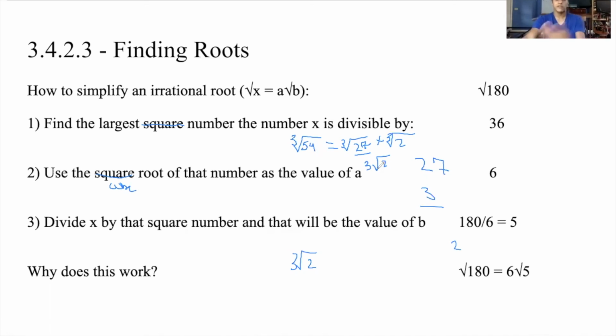And if you're finding the fourth root, you'd have to find the largest, I don't actually know the name, largest number to the power of 4 that your original number is divisible by. If you're finding the fifth root, then you have to find the largest number to the power of 5 that your original number is divisible by, and so on. But if you're just talking about the square root, you find the largest square number that x is divisible by, and follow these steps.